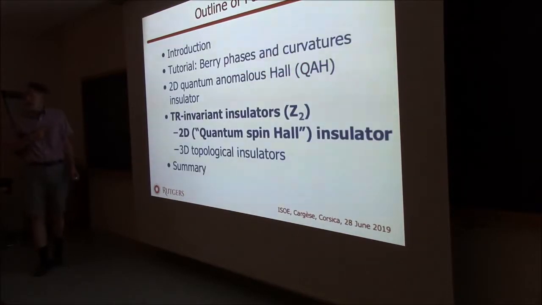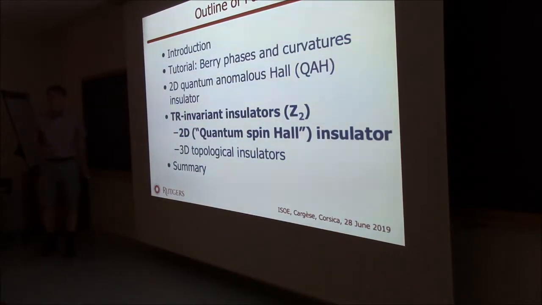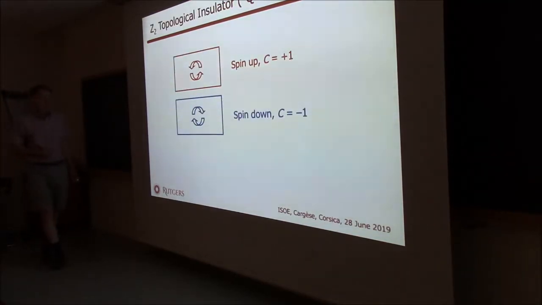Okay, so let me go to the 2D and the 3D. So in 2D, there's a type of topological insulator that's called the quantum spin Hall insulator. And this is a time reversal invariant system, so there's no magnetism here. But we can build it out of this magnetic two-dimensional quantum anomalous Hall state in the following way.